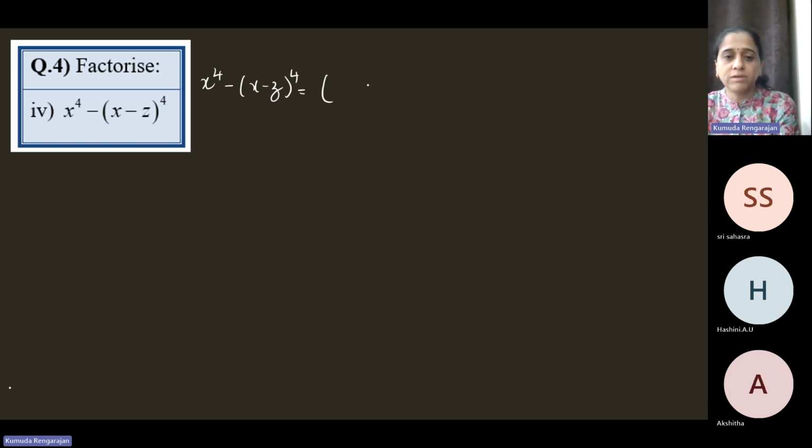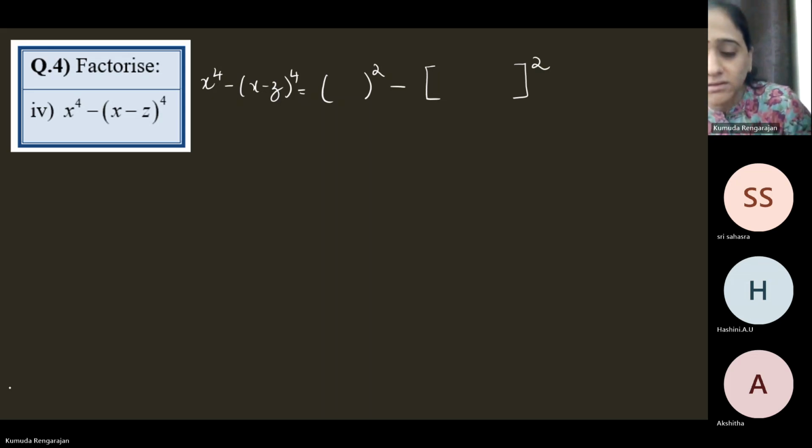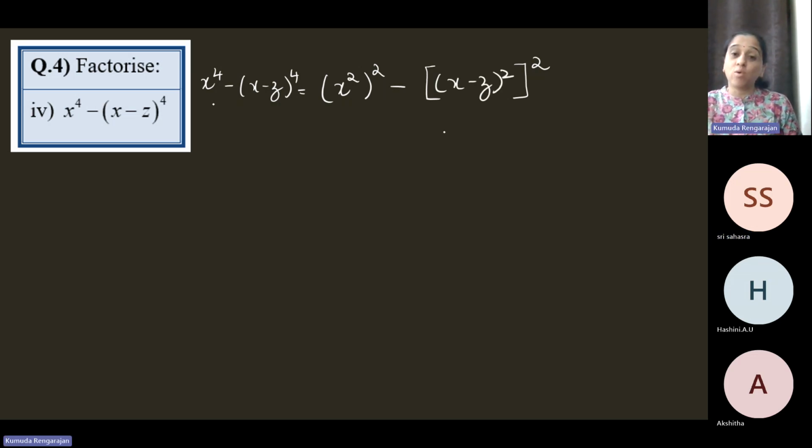First, empty bracket, square minus square, correct? Online children, fill in the brackets. Wake up, Sahasra. Akshita. Square. X squared, ma'am. Minus x minus z square. Correct. X minus z the whole square.